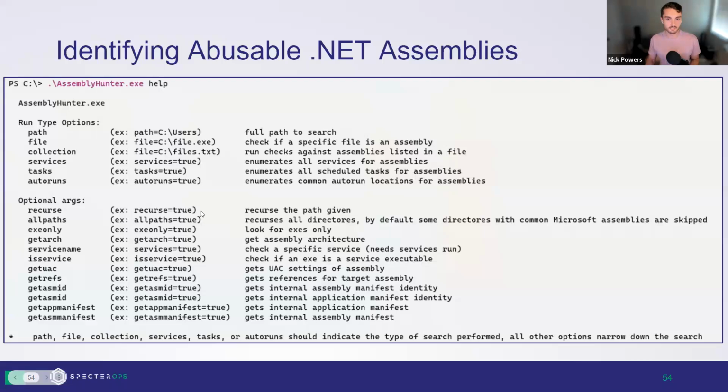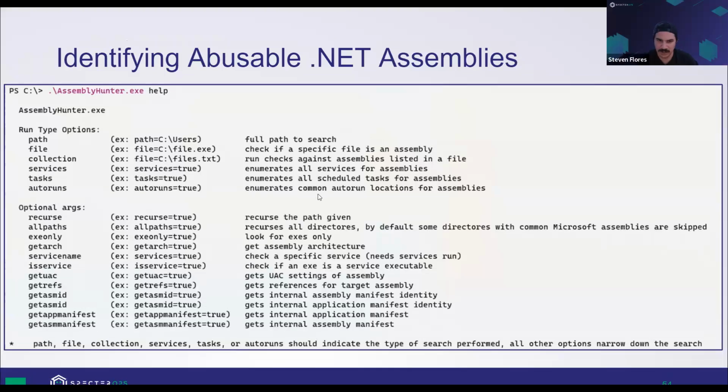And up next, we have Assembly Hunter. Yeah, so as Nick mentioned, just like how ClickOnce Hunter goes out online and finds our first use case of ClickOnce deployments, Assembly Hunter will search a particular host for .NET assemblies. We can search different ways: file paths, we can look for services, tasks, auto runs, what have you, and we can get a bunch of different information, parse manifests.